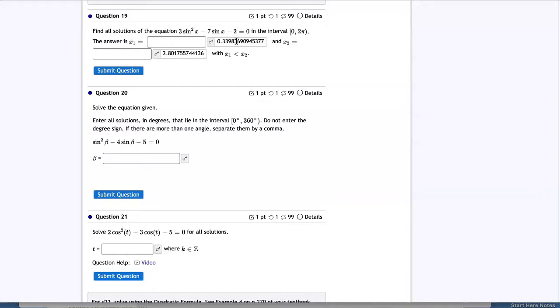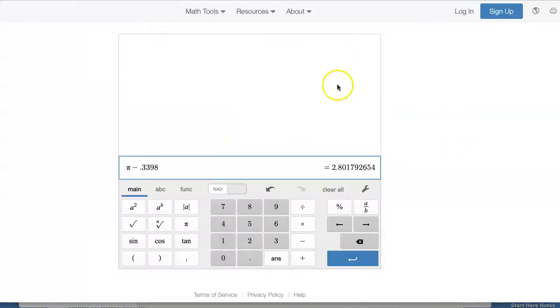Okay, now question 20 is basically the same concept, except that you're going to be solving this in terms of 0 to 360. So do the exact same problem. Substitute sine beta. Use u is equal to sine beta. Factor it out. Do it the exact same way we did question number 19, except your answers need to be between 0 and 360. So that means that when you use the calculator, make sure you switch from radians to degrees.